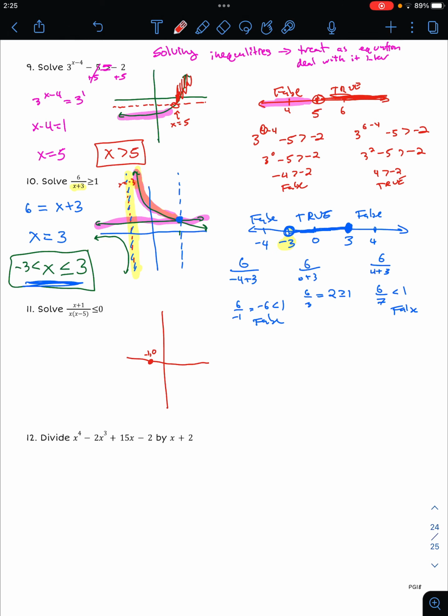If I plug in 0 for x, we're undefined. We have a vertical asymptote here at x equals 0. And we also have a vertical asymptote at x equals 5. Okay, so that's 5. So we're kind of chopped into a couple of regions here already. We have 1, 2, 3 regions we might need to test. We also, the degree of the numerator is less than the denominator, so we're going to have a horizontal asymptote.